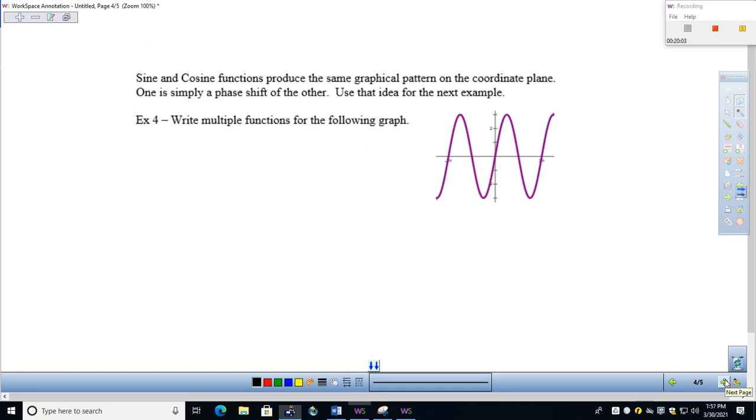So sine and cosine, they look the same, right? That nice sinusoidal curve up and down forever and ever and ever. So rather than just writing one function to match this graph, I want us to see if we can write several functions to match this graph.